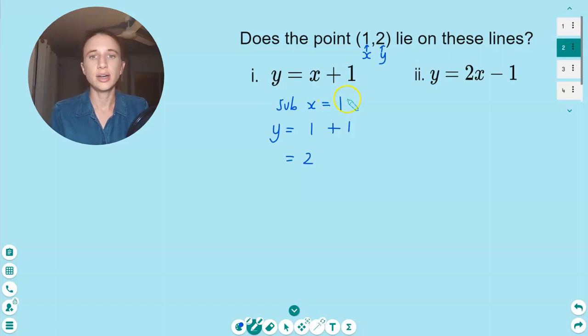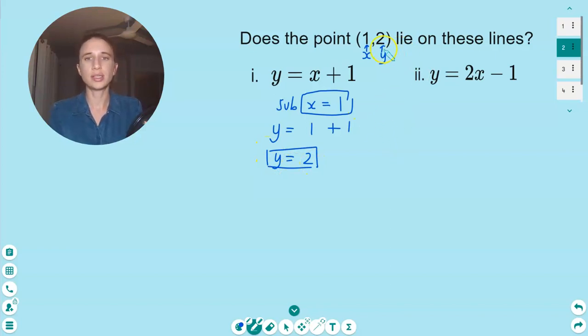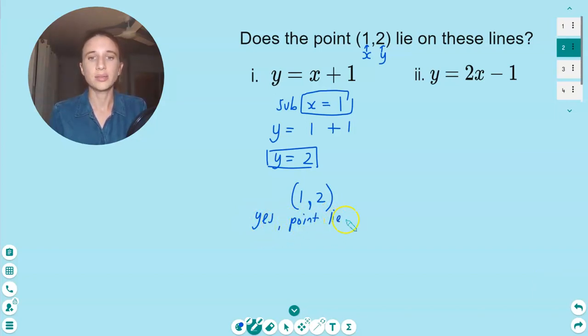So can you see I've got X is 1, Y is 2. Does that match the coordinates? If I write that as a pair of coordinates, it's 1, 2, which is what we're given, which is great. So it does, yes, point lies on line. You're plugging in an X value and checking if you get out this Y value.